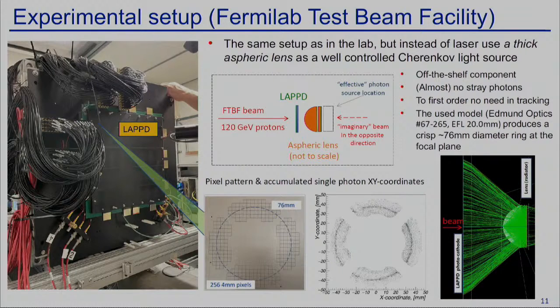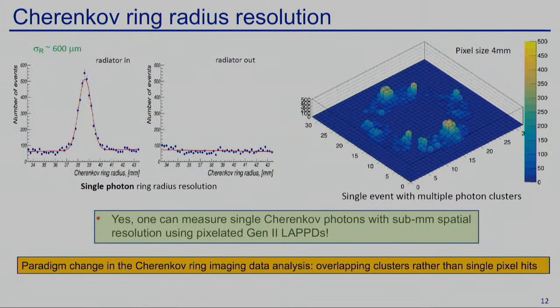The protons go from left to right, then get reflected and hit the LAPPD photocathode. The pixelation which we used is shown here. Again, the board is custom. You can design it in whatever way you want. What you see here is a clear rim, which are clusters of the single photons. If one makes a cross-cut, one can see that when the radiator is out, you basically see some background. Once the radiator is in, it's a clear signal, and the width is 600 microns. In that case, I remind you, there were 4 millimeter pixels.